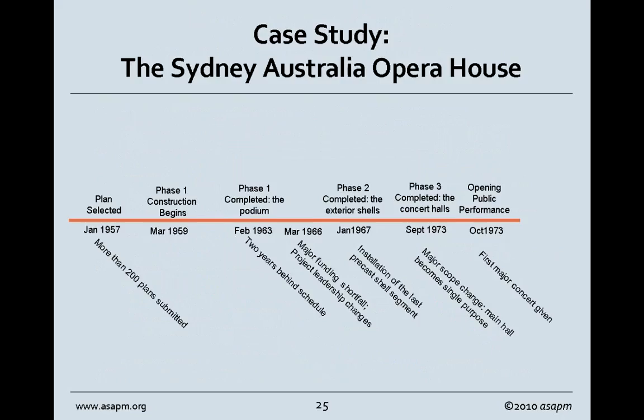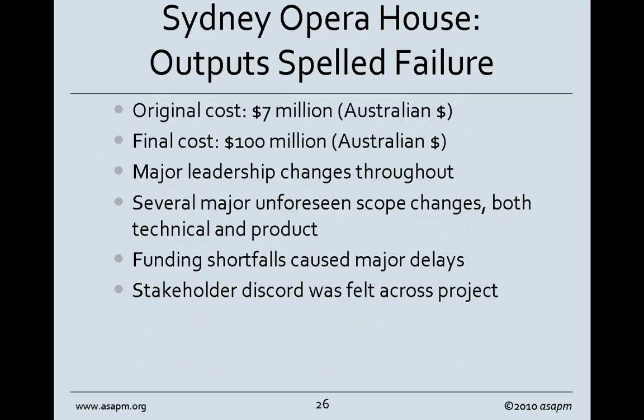Let's take a look now at what the outputs looked like. The outputs really spelled failure, right? The original cost was estimated at $7.